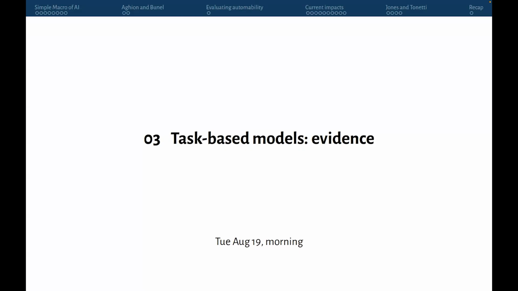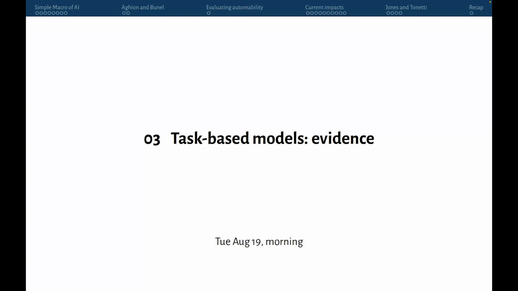All of the presentations today are going to be related to evidence about task-based models, different ways of measuring AI exposure, measuring the impacts to date. There's going to be some overlap with what we saw from Eric yesterday, but hopefully we'll go into it in different levels of detail, and that will be helpful.